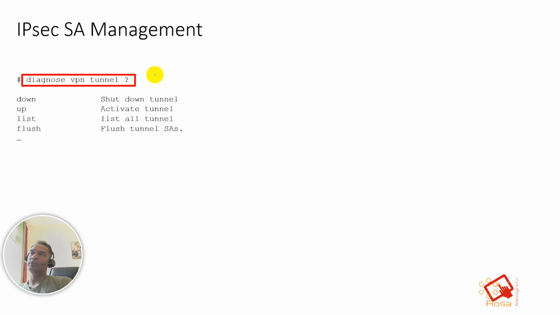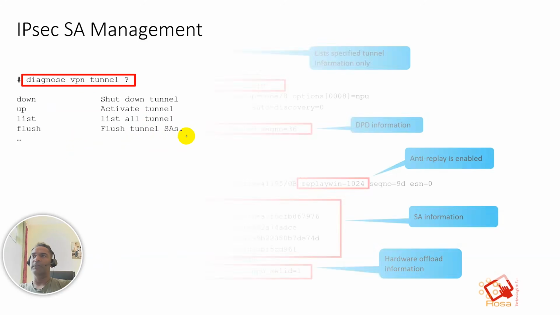How to troubleshoot? You can use these various commands: diagnose vpn tunnel, to bring a tunnel down, bring it up, list all the tunnels that exist on the FortiGate, and flush. Flush means clear the tunnel. The session gets cleared and then it is reestablished again. So flush means disconnect all the sessions for the VPN and then try to reestablish again. You can flush one tunnel or all tunnels at a time, or you can just define the name of the tunnel that needs to be flushed.